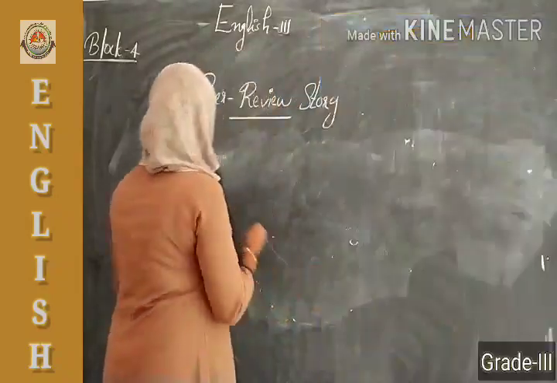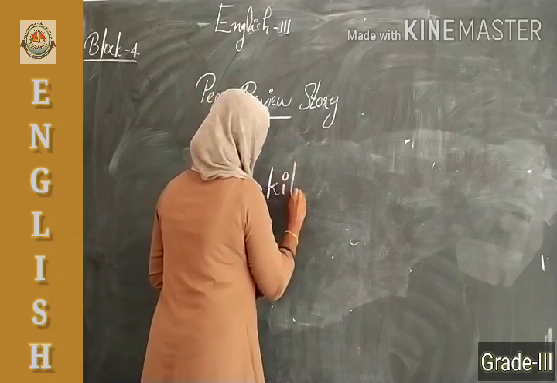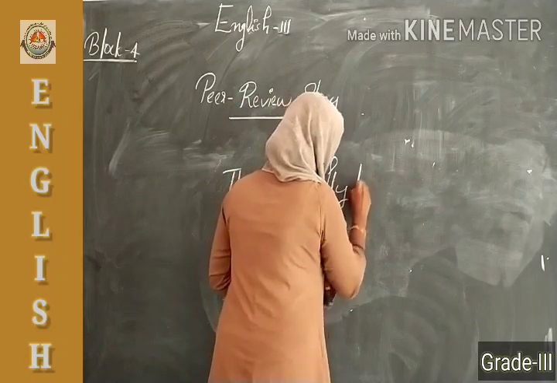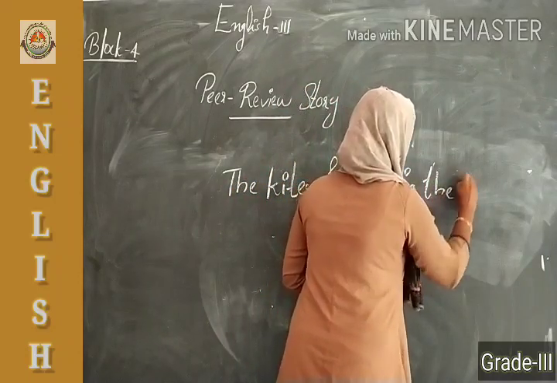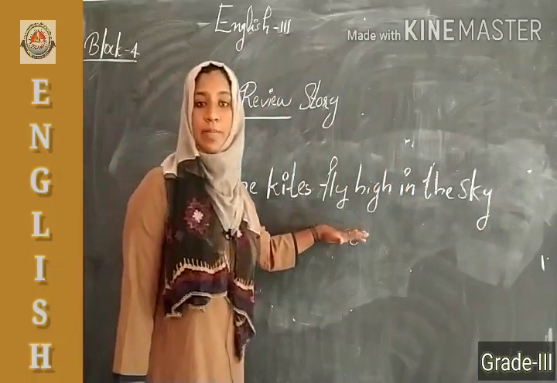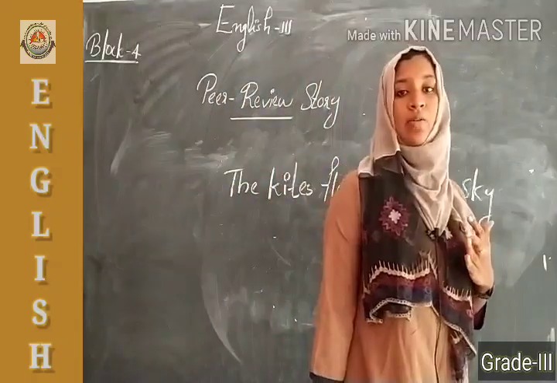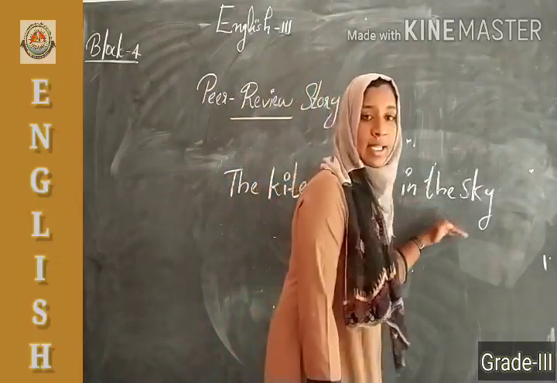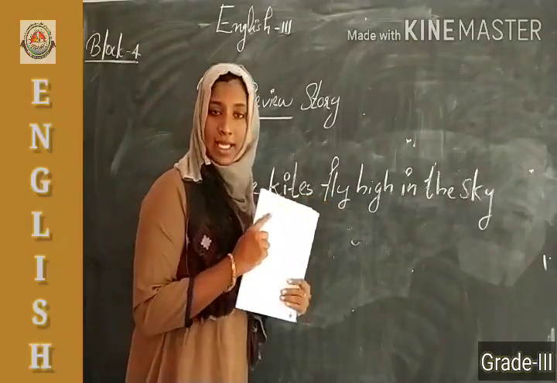So you can write this way: the kites fly high in the sky. We already know that the base form of the verb is always plural, and the plural subject contains plural verbs. Is it clear? So you have to write, the kites fly high in the sky.